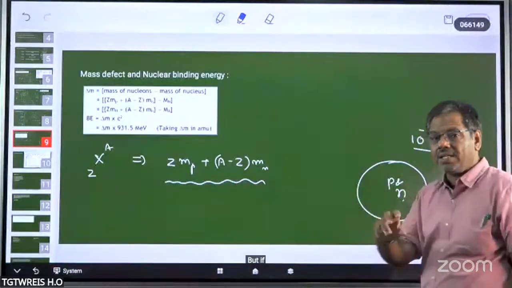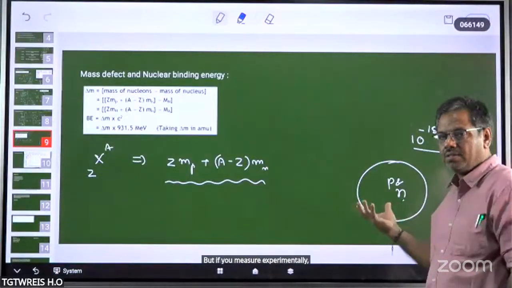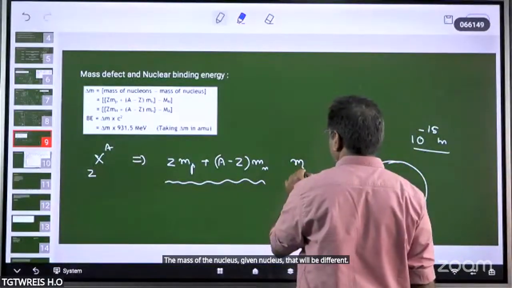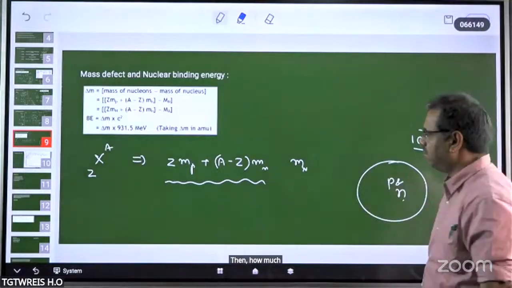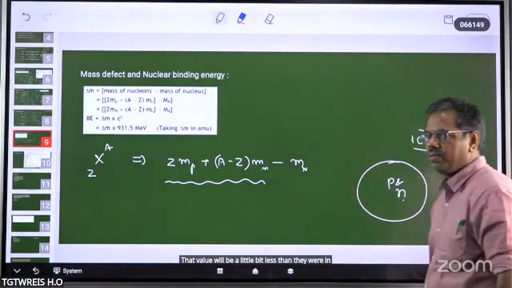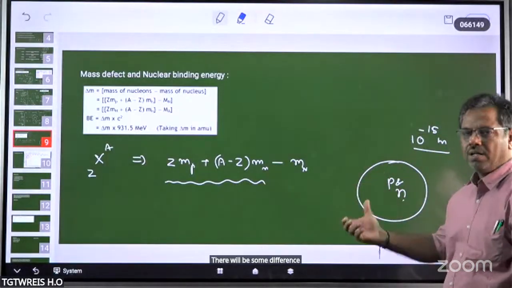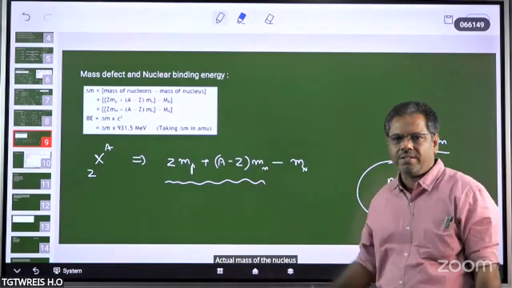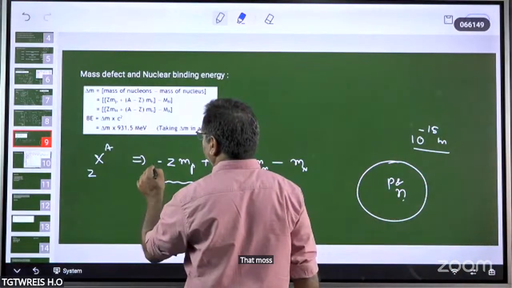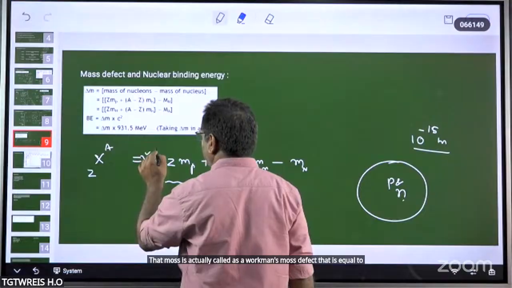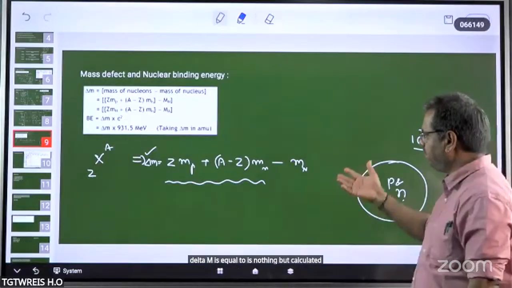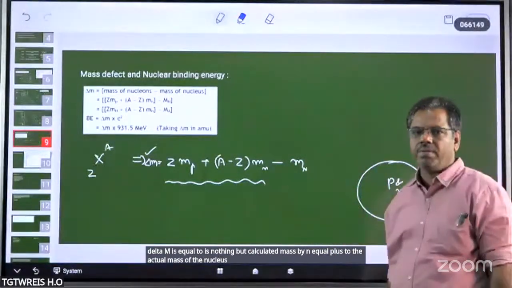But if you measure experimentally the mass of a given nucleus, that will be different. How much will the value be, sir? That value will be a little bit less than the calculated mass itself. There will be some difference between the actual mass of the nucleus and the calculated mass. Then where has this mass gone? That mass is called the mass defect, equal to delta M. Delta M is nothing but the calculated mass of the nucleus minus the actual mass of the nucleus. This is called the mass defect.